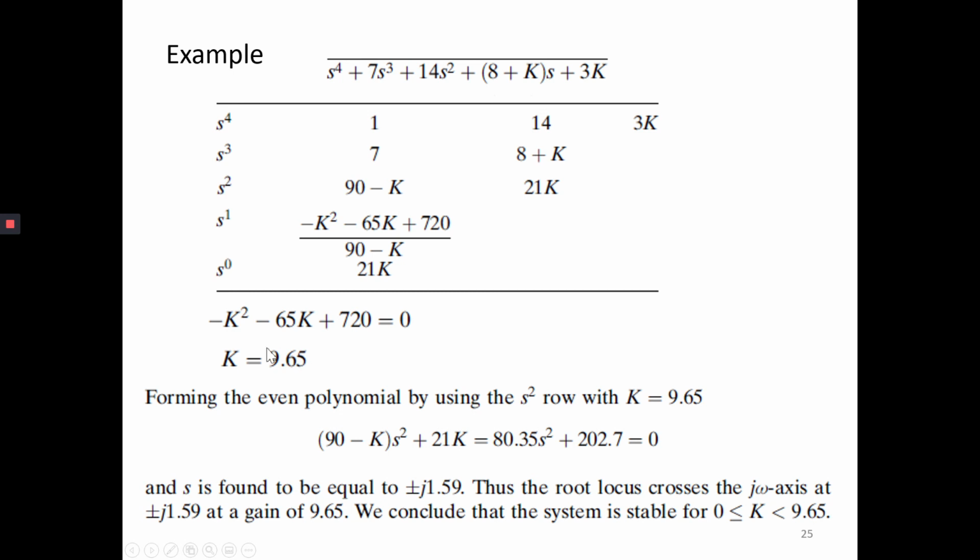By substituting this value of k, we have this equation, and then we determine the value of s, which is equal to plus minus j 1.59, meaning that the root locus crosses the j omega axis, or the imaginary axis, at plus minus j 1.59 at a gain of 9.65. So we conclude that the system is stable for k larger than 0 and k less than 9.65.